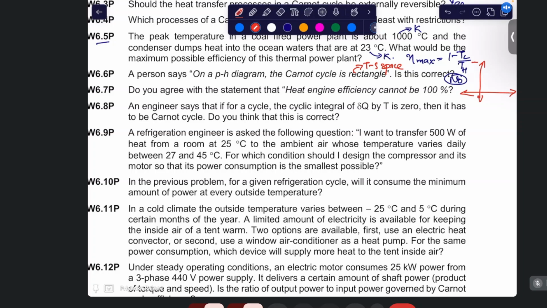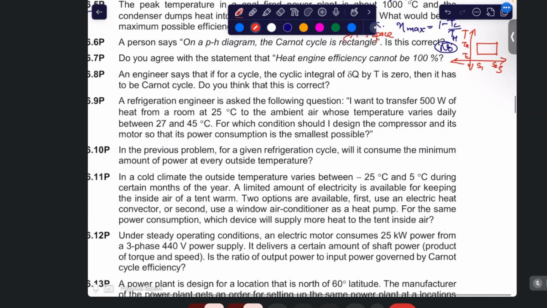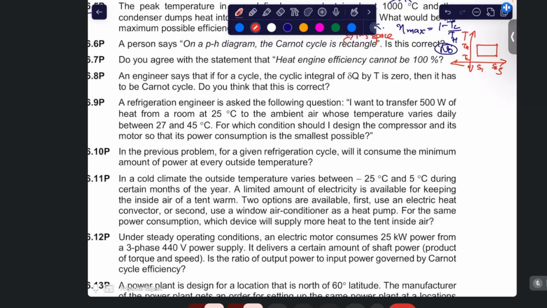So T will be there, two temperatures, TH and TL. So what will happen? It will be two horizontal lines, and then S will be there. So S1 and S2. The isentropic processes will be two vertical lines. So that will be the rectangle diagram, not the pH diagram.